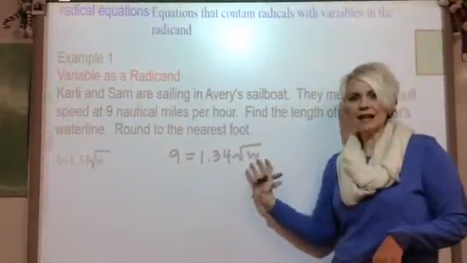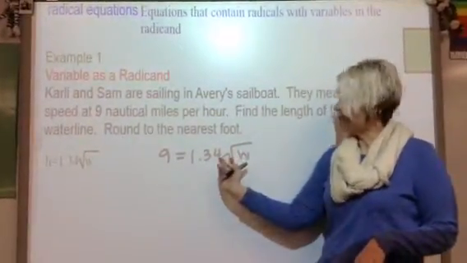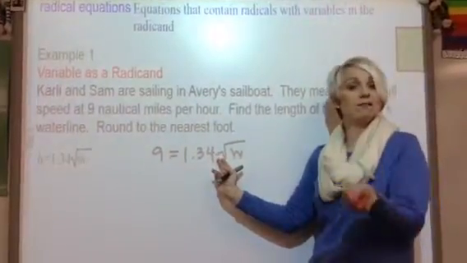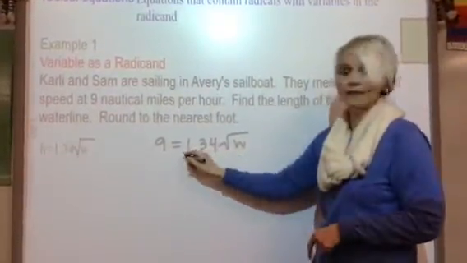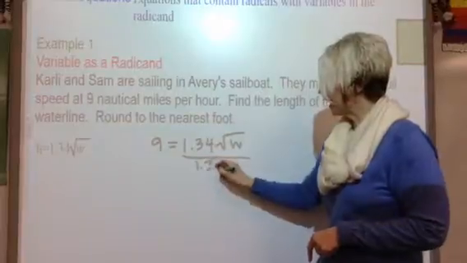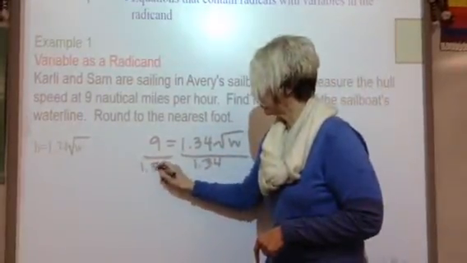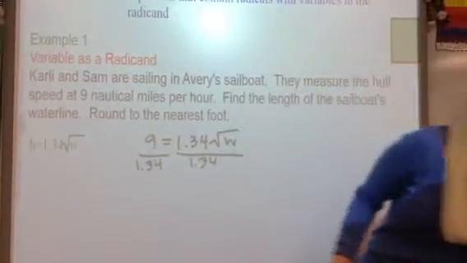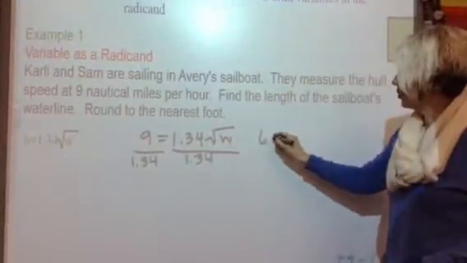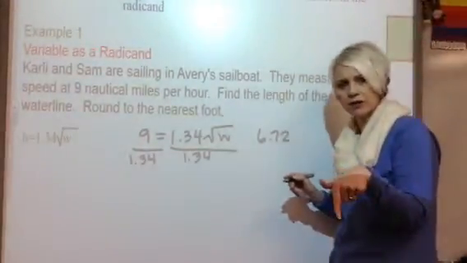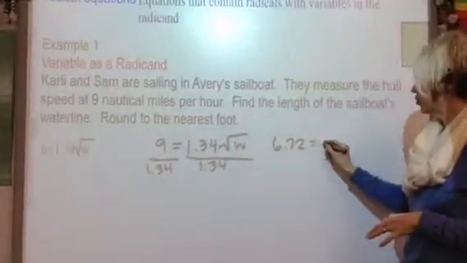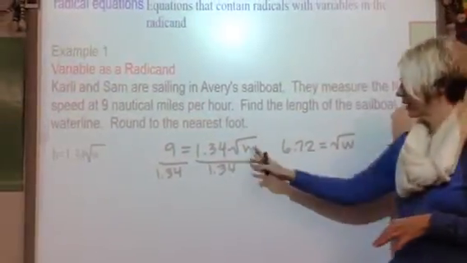Now what we have to do is to get everything away from the radical, and this is a multiplication relationship, so I do inverse operations. The inverse of multiplying is dividing. So I divide both sides by 1.34. When I take 9 divided by 1.34, I get 6.72, and you can check that on your calculator if you'd like to, is equal to radical W.